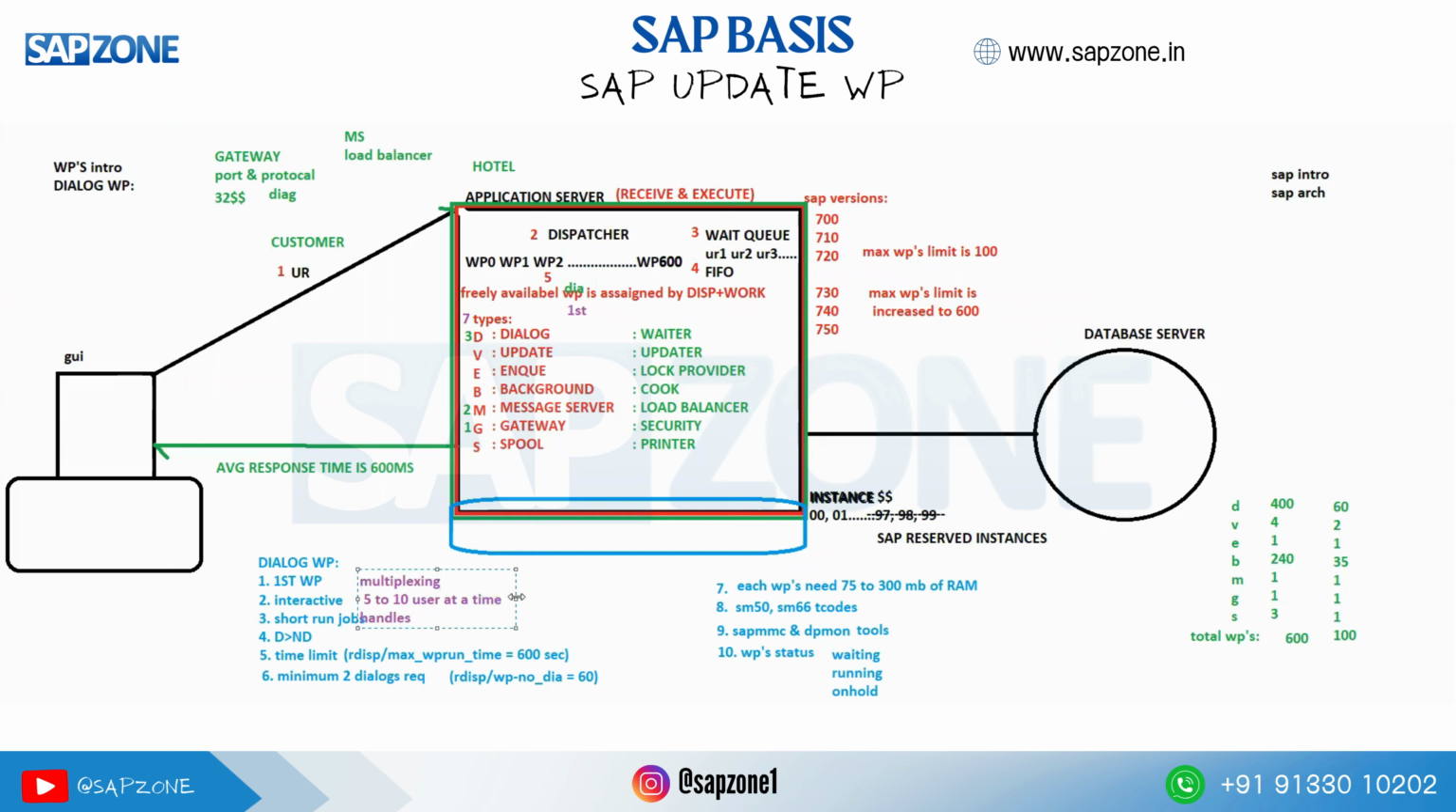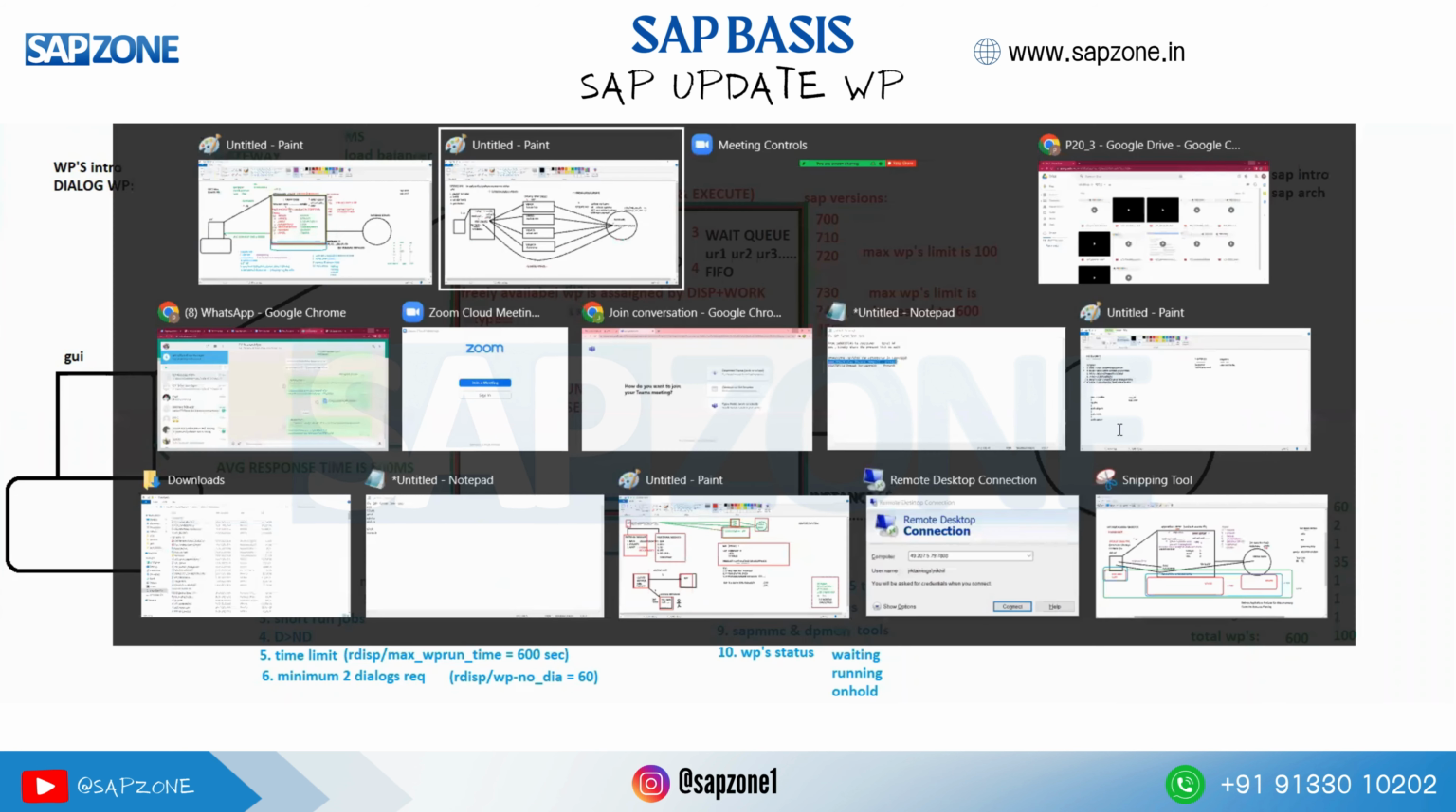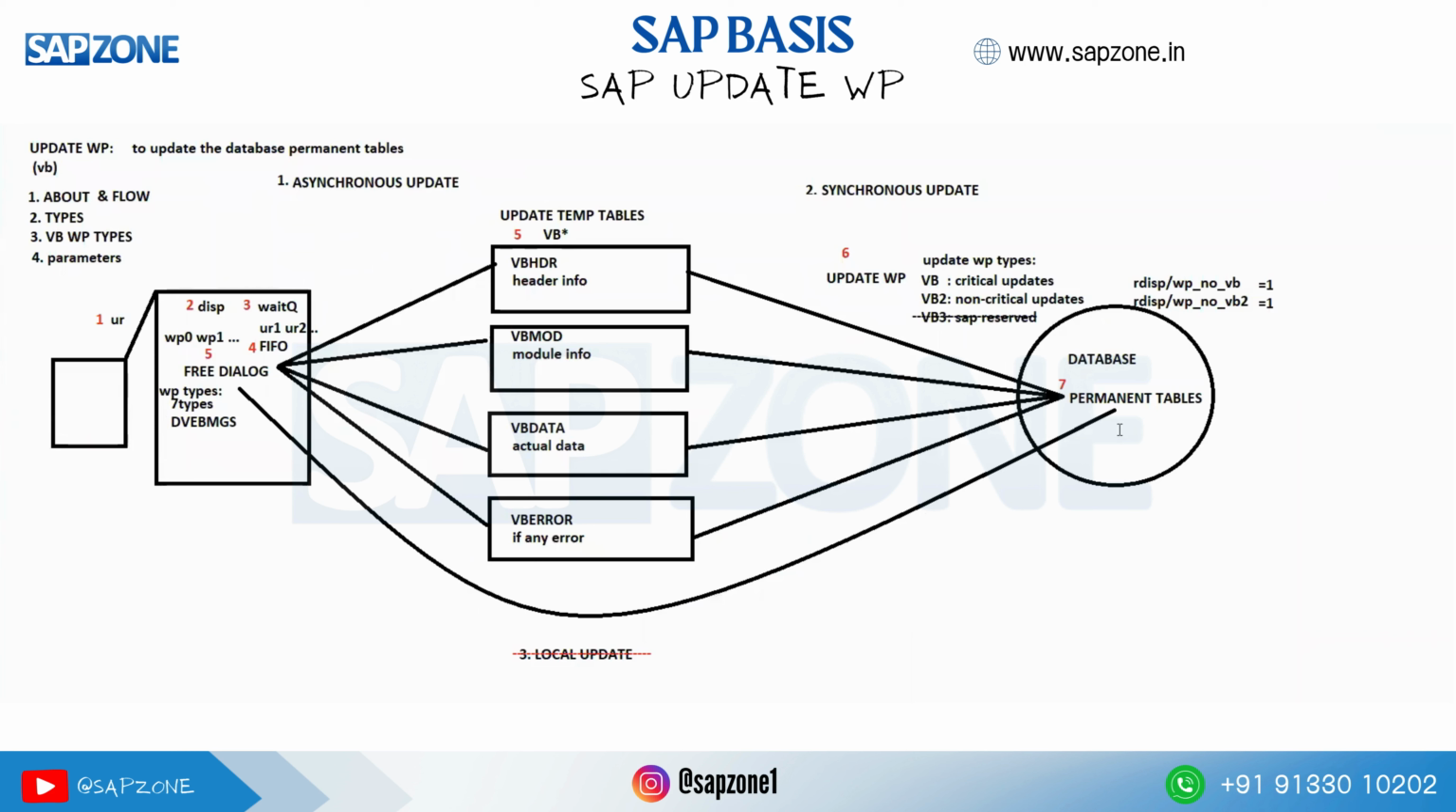The dialog work process will take the order from you, and the same dialog work process will take the order from the adjacent table also at a time. It handles multiple user requests at a time. But when the update work process is writing your data into the database, at the same time it cannot write other users' request data.